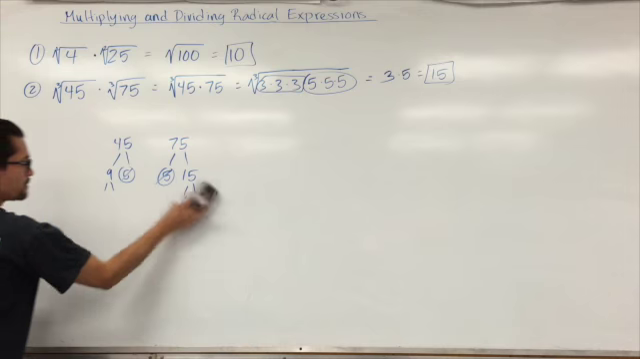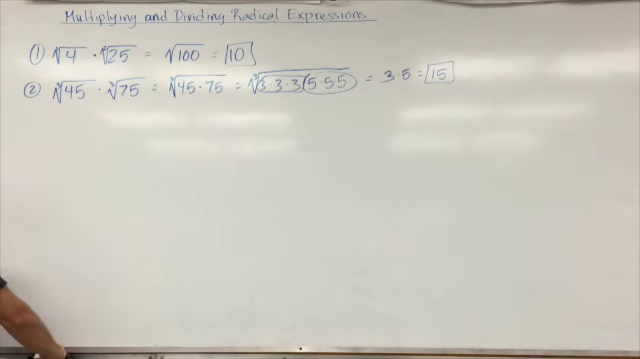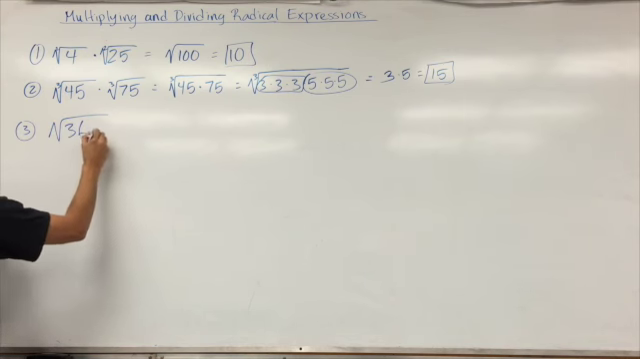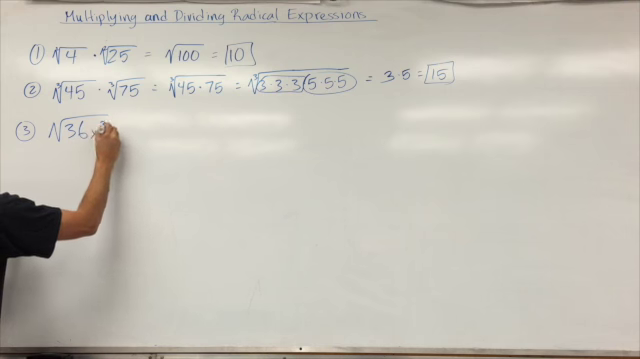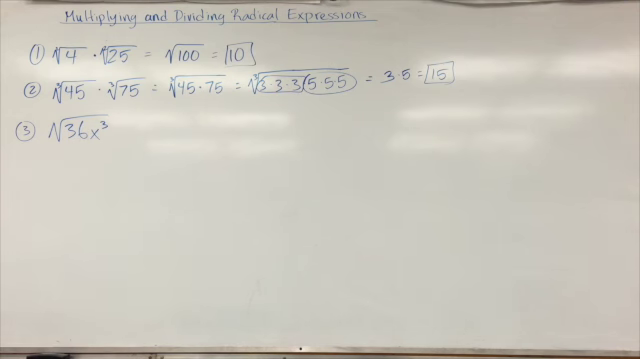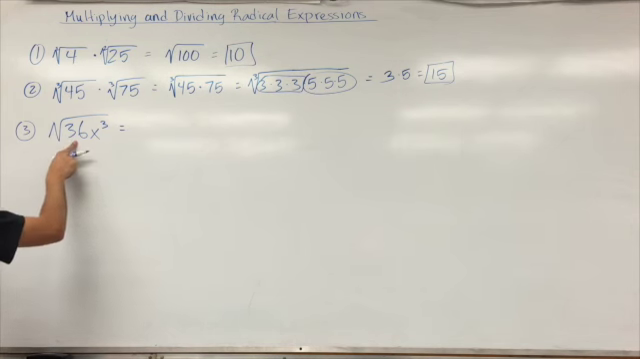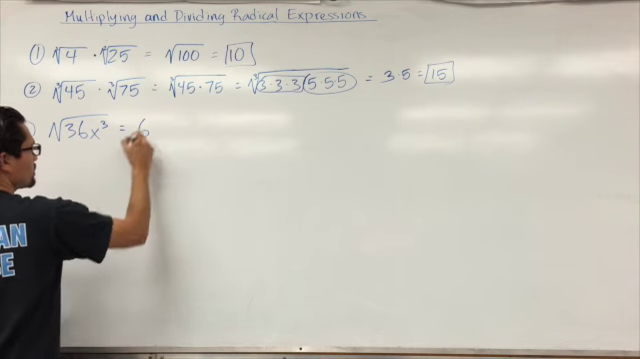All right, let's try one more. What if they have variables in them? Let's look at this one. The square root of 36x to the third. That's it, no multiplication, just the square root of 36x to the third. Steps are the same. Since this is just square root, it's a lot simpler. The square root of 36 is just 6.